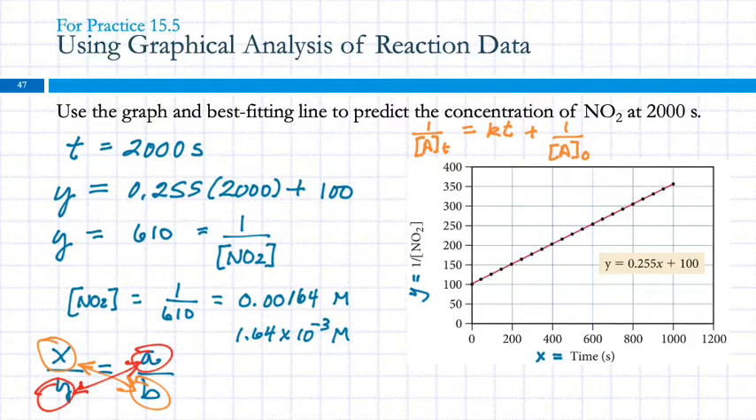Yes. Why can't we just leave that at 610? That's a good question. Why can't we just leave this as 610? Well, what we have here is true, that 610 is equal to 1 over NO2. But they asked us to find the concentration of NO2, not the reciprocal of the concentration of NO2. Yeah, excellent question.